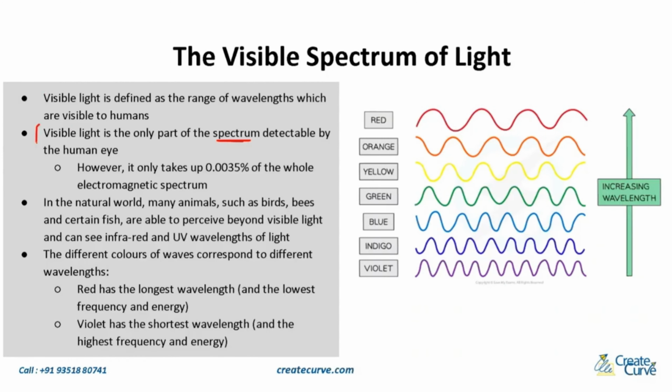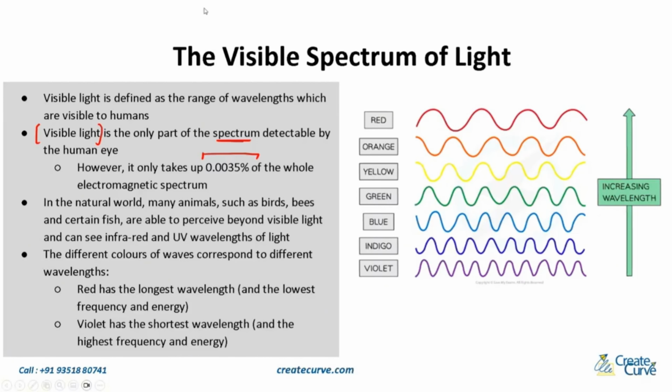The visible region, red, orange, yellow, green, blue, indigo, and violet, is the only part detectable by the human eye. All the rest of the EM waves cannot be detected by the human eye. But it is only 0.0035% of the whole EM spectrum.